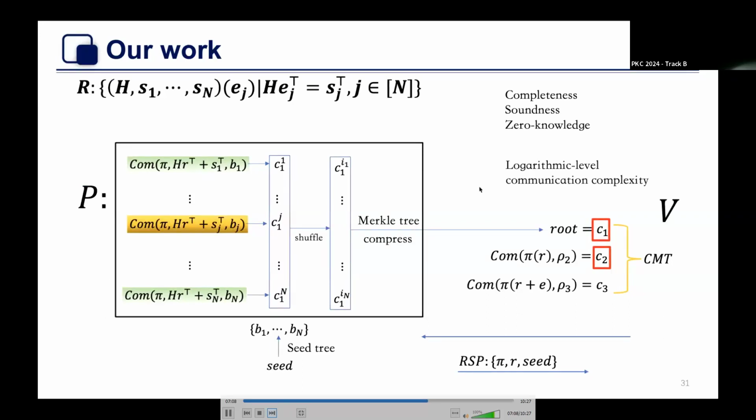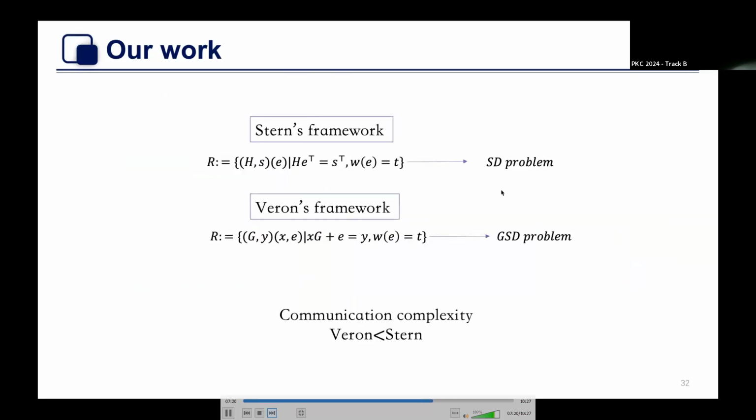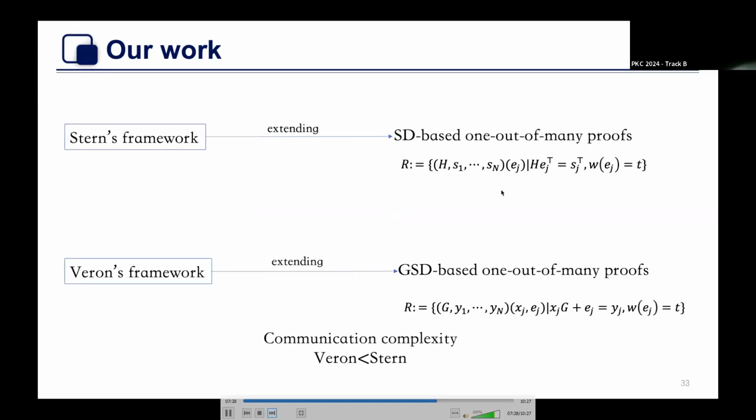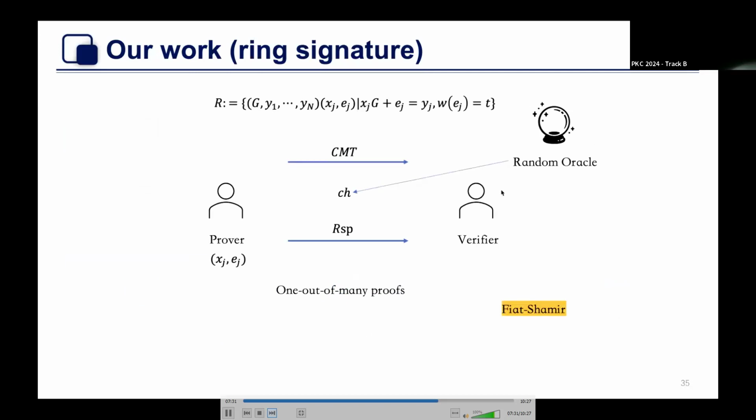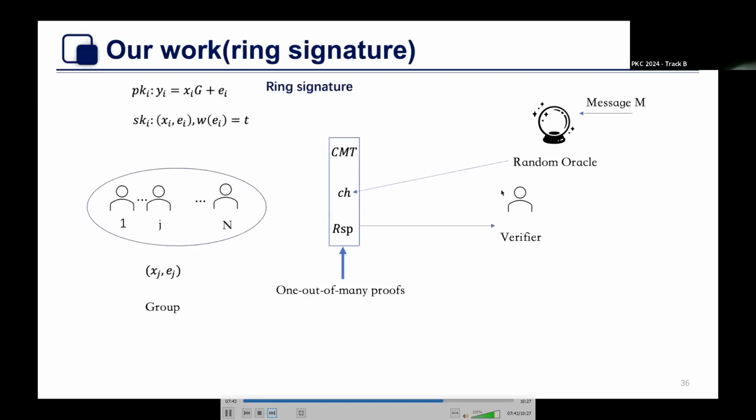We can obtain a GSD-based one-out-of-many proof by applying similar ideas to the VERSE framework, which has a lower communication complexity than SD-based one-out-of-many proofs. Ring signatures are a direct application of one-out-of-many proofs. We can get the corresponding ring signature scheme by doing an FS transform on the GSD-based one-out-of-many proofs.